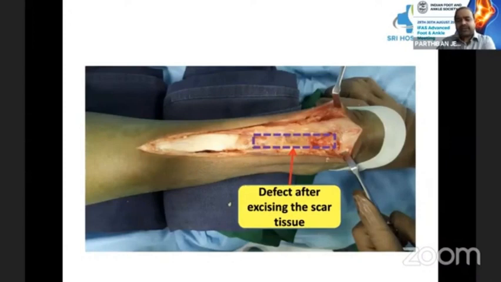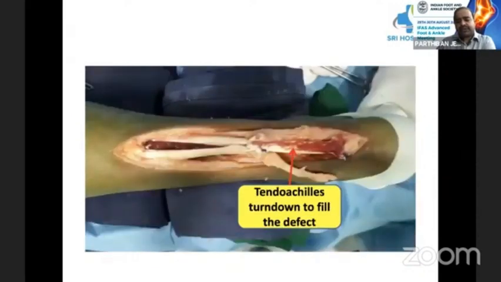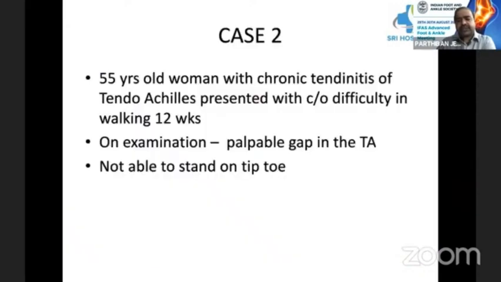This is by means of a turn down. But the tendoachilles was reconstructed. And this is one of our earlier cases. And this is a 55-year-old woman with chronic tendinitis of tendoachilles, presented with complaints of difficulty in walking for 12 weeks. Palpable gap in the tendoachilles, not able to stand on tiptoe.